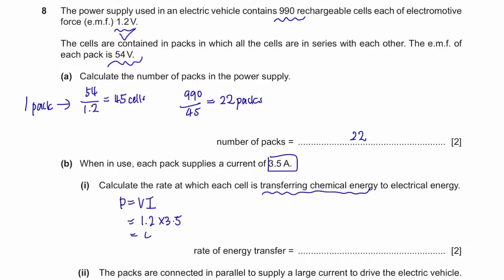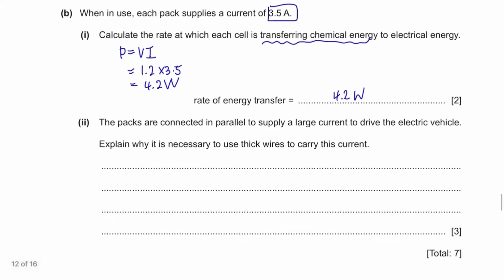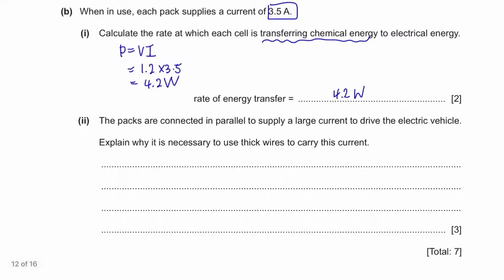The answer is 4.2 watts. The packs are connected in parallel to supply a large current to drive the electric vehicle. Explain why it is necessary to use thick wires to carry this current.